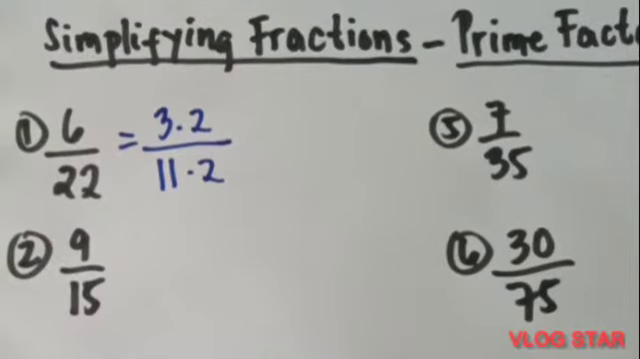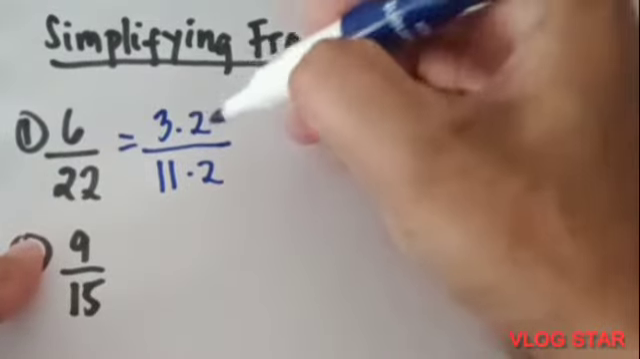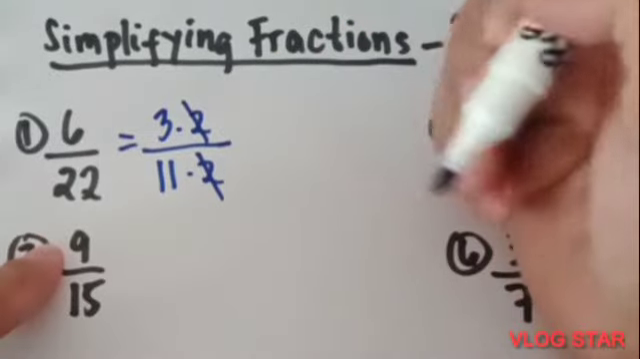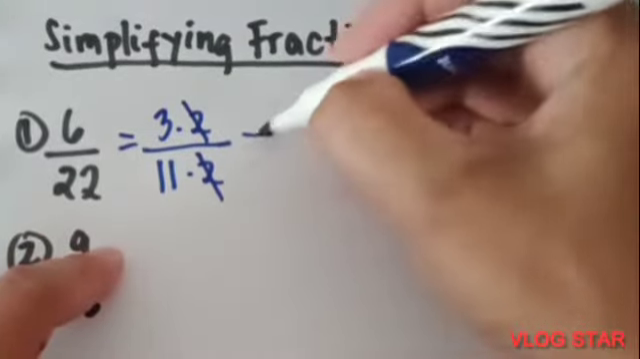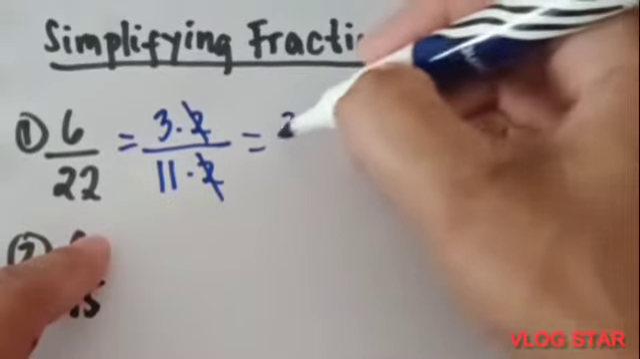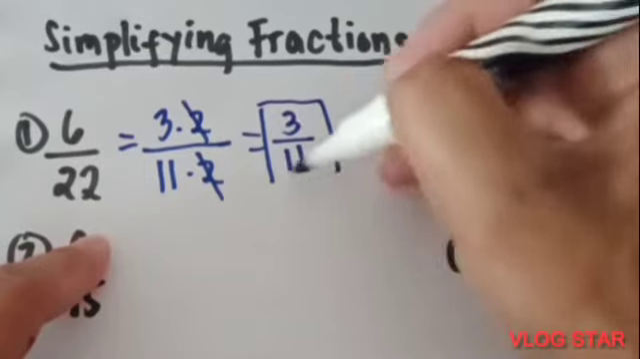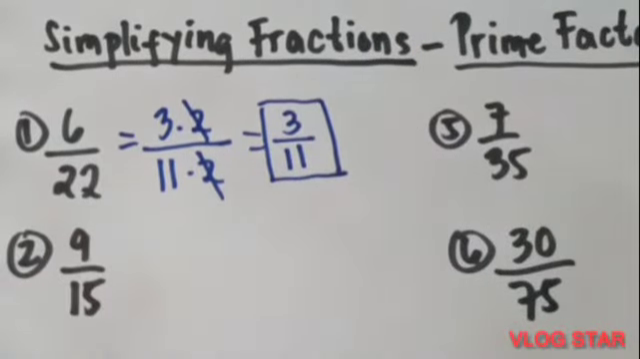Para ma-simplify natin at ma-reduce natin sa lowest term yung ating fraction, ay kailangan natin i-cancel yung magkaparehas na number sa numerator and denominator. So, mayroon tayong 2 sa numerator, mayroon din tayong 2 sa denominator. So, ang natira ay 3/11. So, ang tamang sagot ay 3/11.